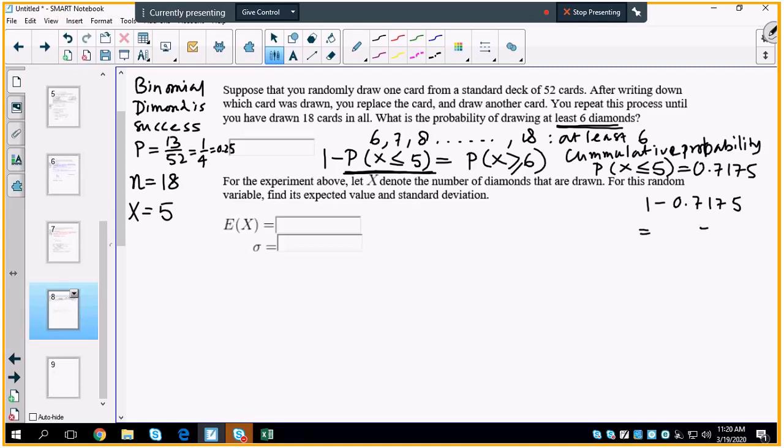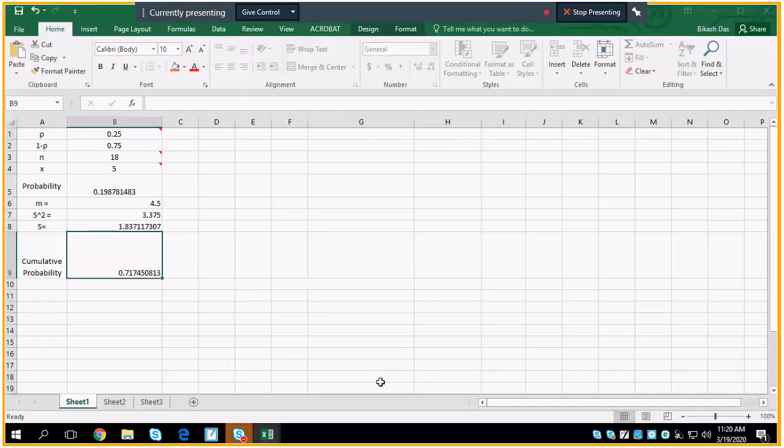10 minus 5 is 5. 9 minus 7 is 2. 9 minus 1 is 8. 9 minus 7 is 2. So 1 minus 0.7175 gives 0.2825, which is the required probability for the event that I will have at least 6 diamonds in my hand. And then it is telling you to find the expectation and the standard deviation. Both of them should be calculated already in your binomial probability distribution spreadsheet. And the mean is 4.5 and the standard deviation is 1.8371.